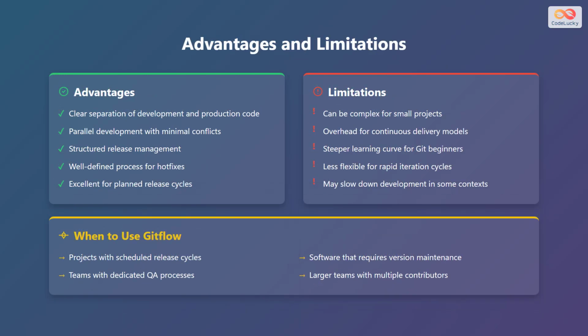Gitflow offers a clear separation between development and production code, parallel development with minimal conflicts, structured release management, a well-defined process for hotfixes, and it's excellent for planned release cycles. However, it can be complex for small projects, add overhead for continuous delivery models, has a steeper learning curve for Git beginners, is less flexible for rapid iteration cycles, and may slow down development in some contexts.